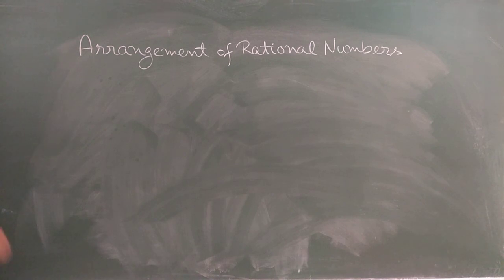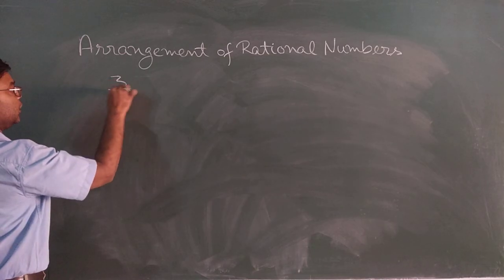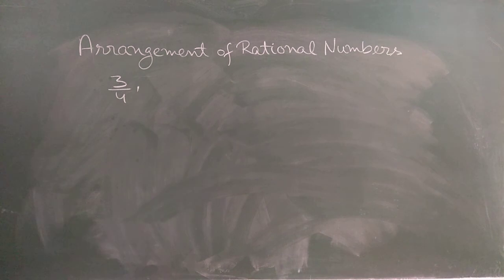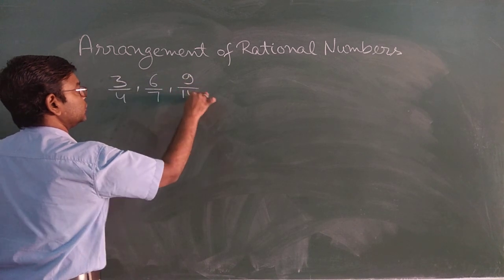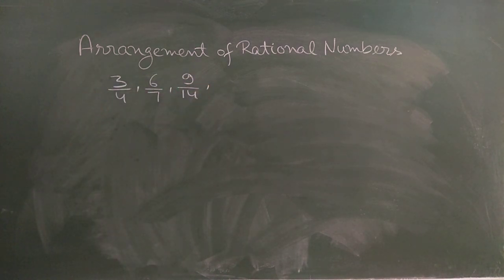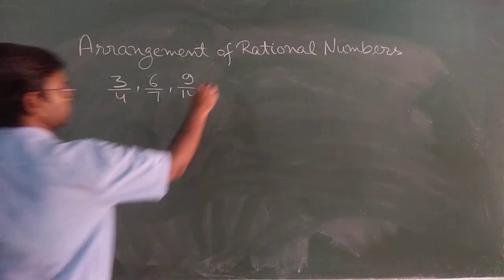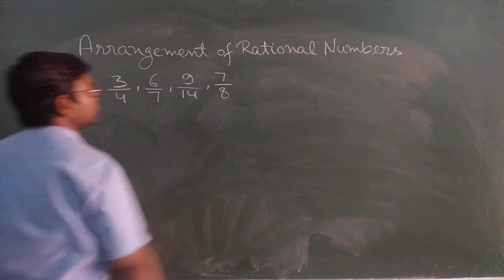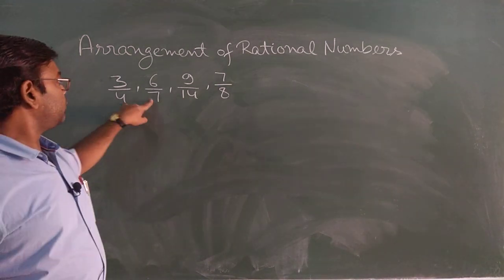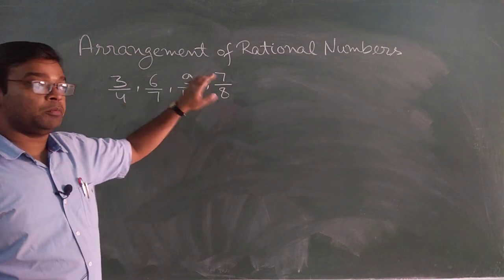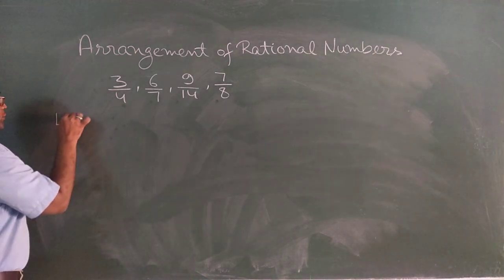I am choosing one question. All of them are positive: 3 upon 4, 6 upon 7, 9 upon 14, then 7 upon 8. What is your first work? First work, you have to find out the LCM of the denominators.